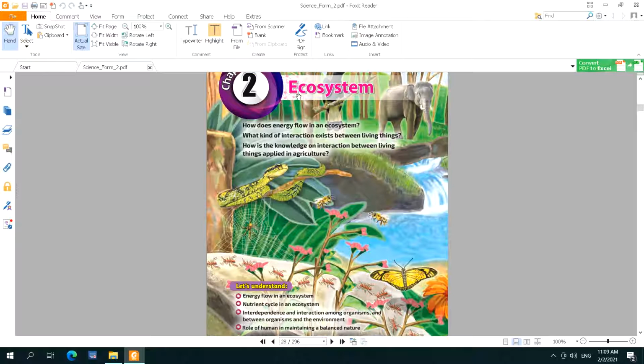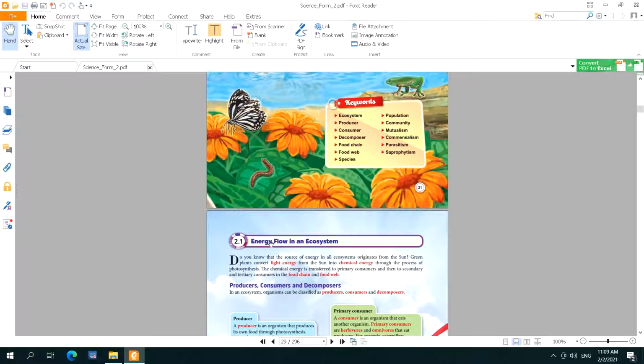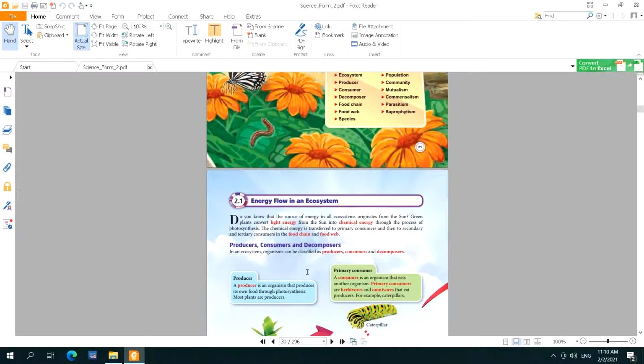Okay, today we will learn about ecosystem. We start with energy flow in an ecosystem. Green plants convert light energy from the sun into chemical energy through the process of photosynthesis. And then what happened to the chemical energy? It will be transferred to primary consumer and then go to secondary and then go to tertiary consumer in the food chain or food web.